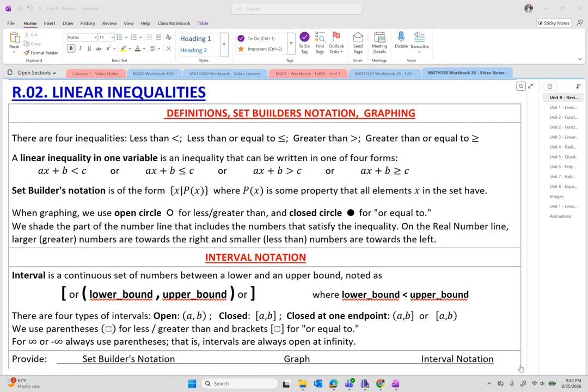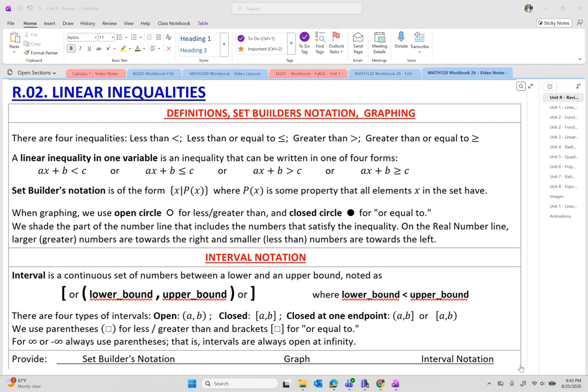There are 4 types of inequalities: strict inequalities that are less than or greater than, and just inequalities that include equal to as an option for the solution. A linear inequality in one variable is an inequality that can be written in one of the 4 forms shown in these notes. Set builder's notation is of the form braces x, a vertical line that we read as "such that," and then some property of x listed there that indicates that all the elements in the set have the same property.